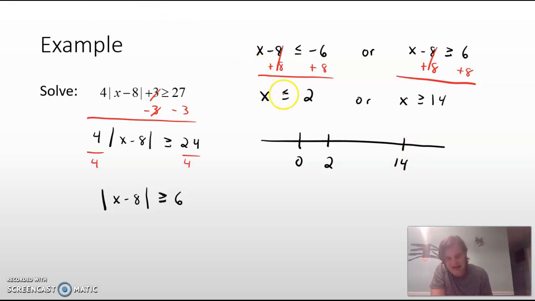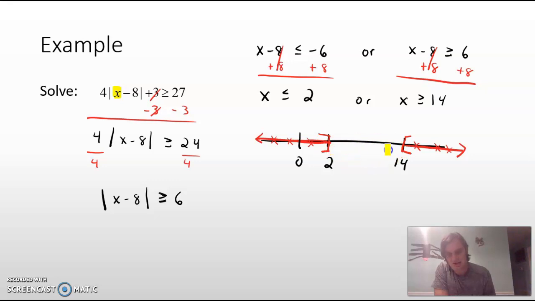So the first one says x is less than or equal to 2. So I'm at 2, I want everything less than 2. I also want 2, so that's a bracket. The other one says x is greater than or equal to 14. There's 14, so greater than is an arrow to the right. Greater than or equal to includes the 14 with a bracket. So what it's saying here, if you look at this visually, it means I could pick any individual number that I have in the shaded regions, and it should work in the original equation if I plug that value in.